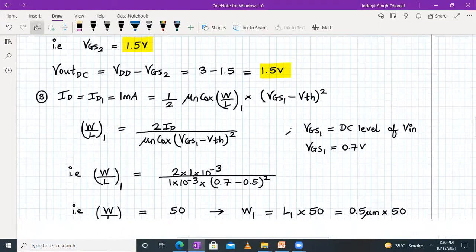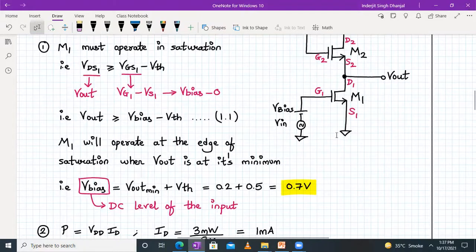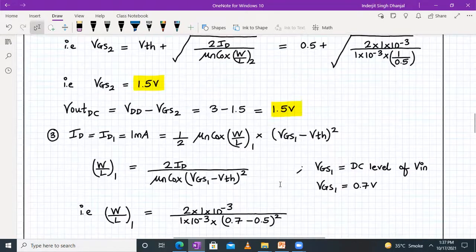So next, what is ID? The same current flows through M1 and M2. So ID is equal to ID1, which is equal to 1 milliampere. Now the ID1 formula is half mu n Cox W by L of 1 into VGS1 minus VTH the whole square, right? And what is VGS1? Your VGS1 is nothing but the DC level of your input, which is the V bias voltage. So V bias is 0.7, and your VGS1 will be 0.7 volt.